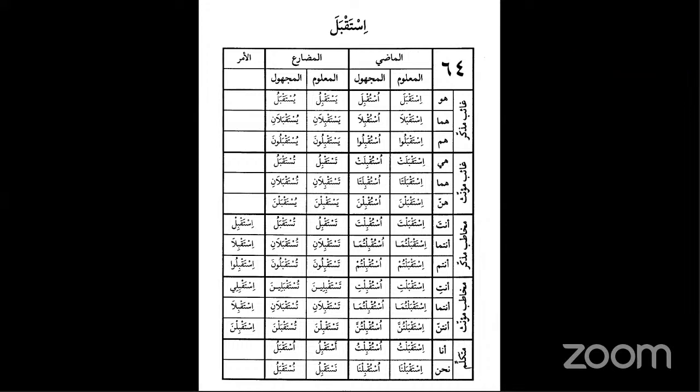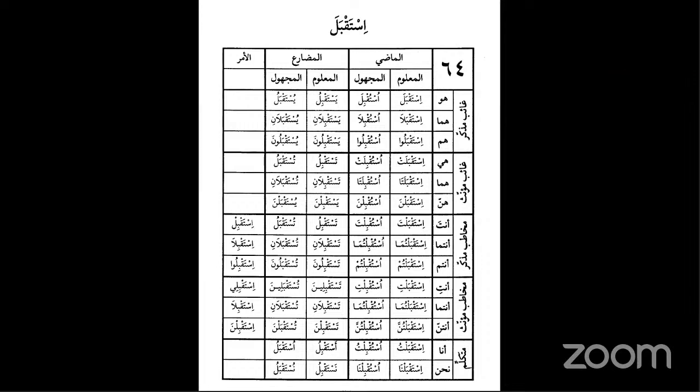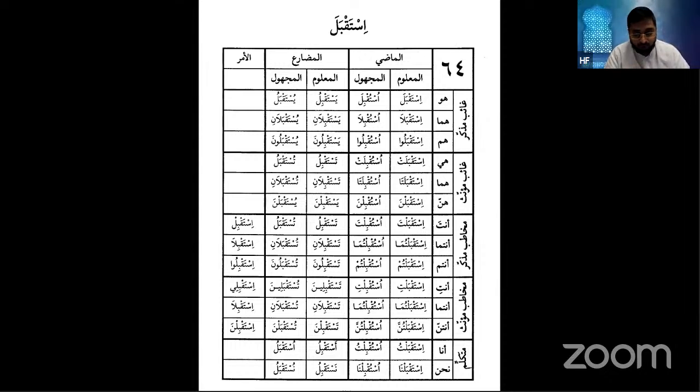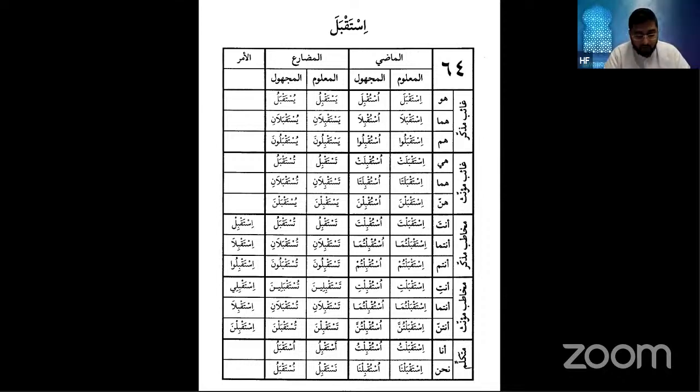So do you want the imperative or the full 14 conjugations of the present tense? Yastaqbilu, yastaqbilani, yastaqbiluna, tastaqbilu, tastaqbilani, yastaqbilna, tastaqbilu, tastaqbilani, tastaqbiluna, tastaqbilina, tastaqbilani, tastaqbilna, astaqbilu, nastaqbilu. Correct.